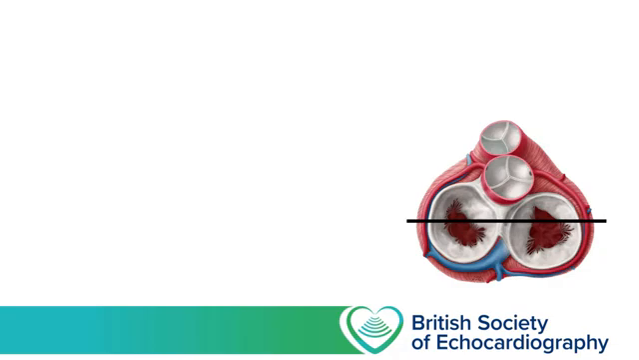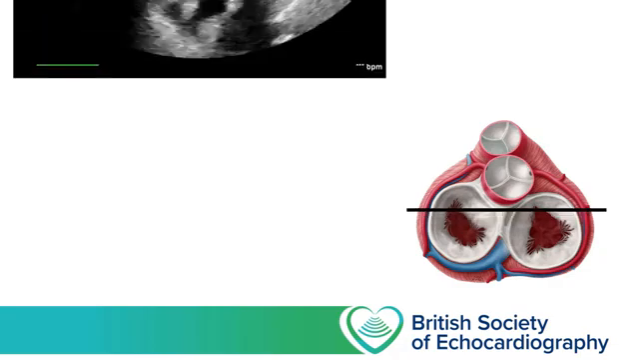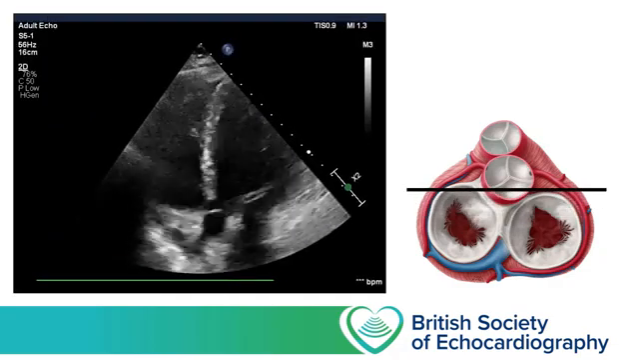The third and final view in which we can see the aortic valve in the Level 1 minimum dataset is the apical 5-chamber view, and in terms of observing the aortic valve anatomy, this is probably the least useful.